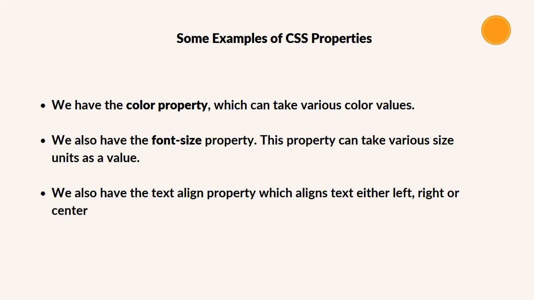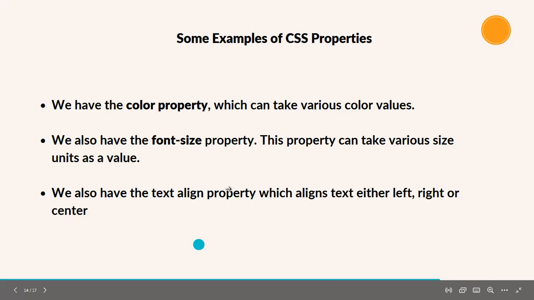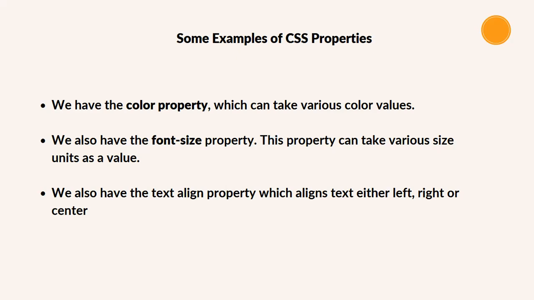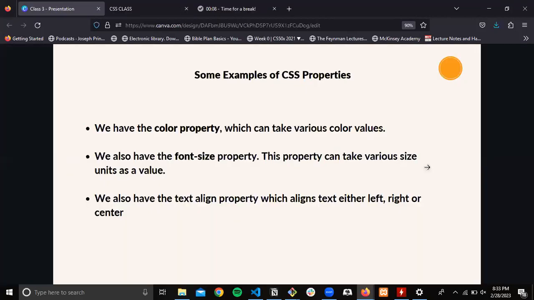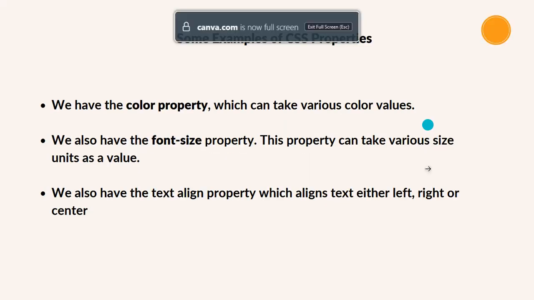The last one I have here is text align. Text align is essentially where you want your text to begin from. We have left, right, and center. Those are some of the values it takes. So those are some examples of CSS properties, and again, you can always go to the MDN for more.